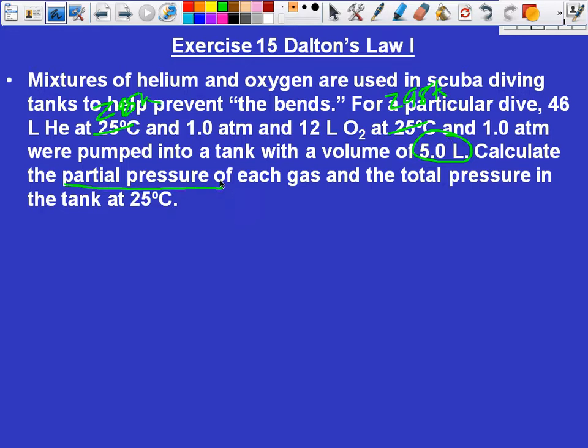All right, so we're going to need the partial pressure of each gas. So here's the issue. Notice what they've done. They've given you a volume, a temperature, and a pressure for helium. They've given you a volume, a temperature, and a pressure for oxygen. And then it talks about calculate partial pressures and total pressures.